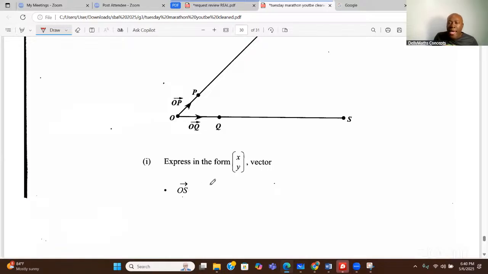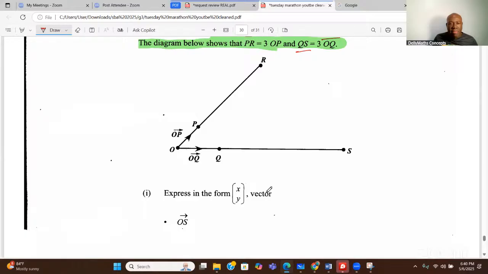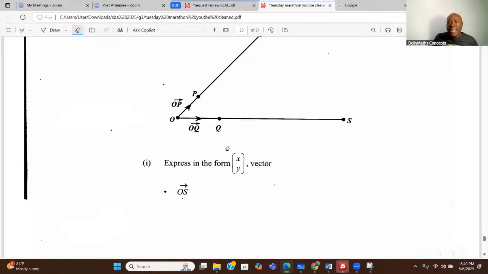The vector OS. Take a look at OS. They want from O to S. Well, here's the deal. If I want to move from O to S, all I need to do, based on the information that they have, is put on some labeling here.